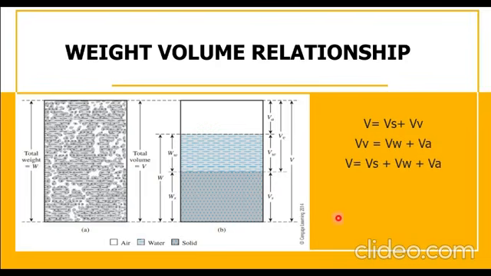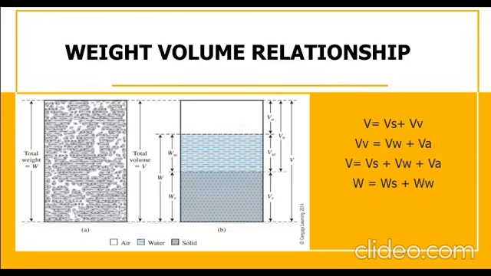Next, the total volume will be equal to the volume of soil solids plus the volume of water plus the volume of air. So if it's completely saturated, the total volume will only be equal to the volume of soil solids plus volume of water. Or if it's completely dry, the total volume will only be equal to the volume of soil solids plus the volume of air. Class, the soil will always have void spaces.